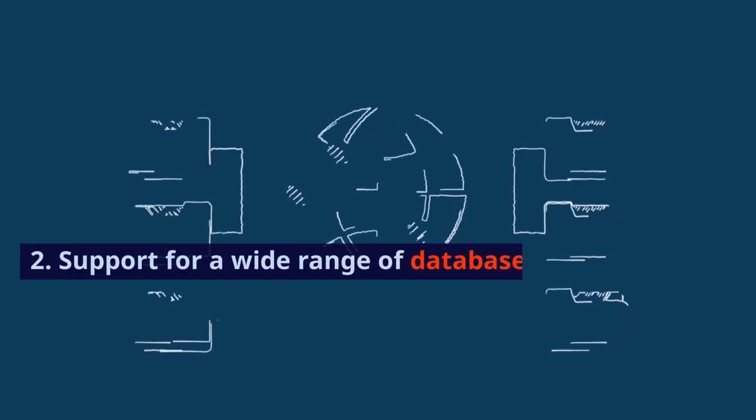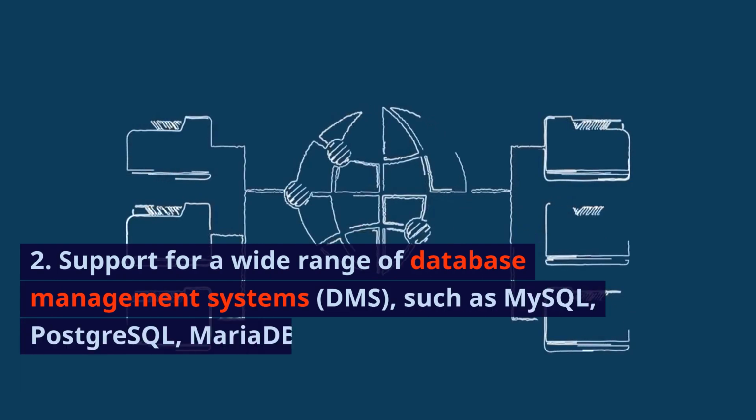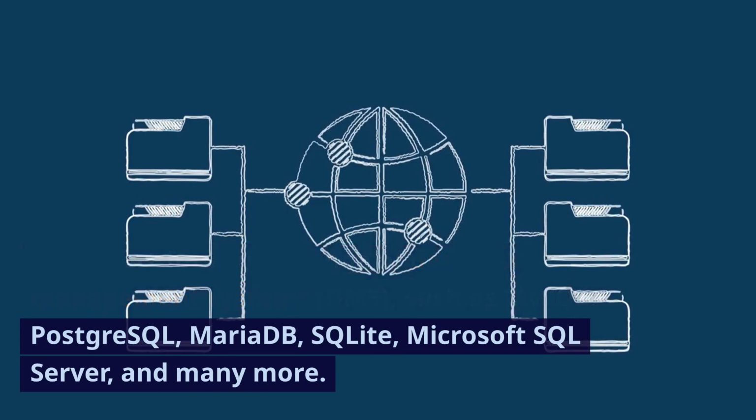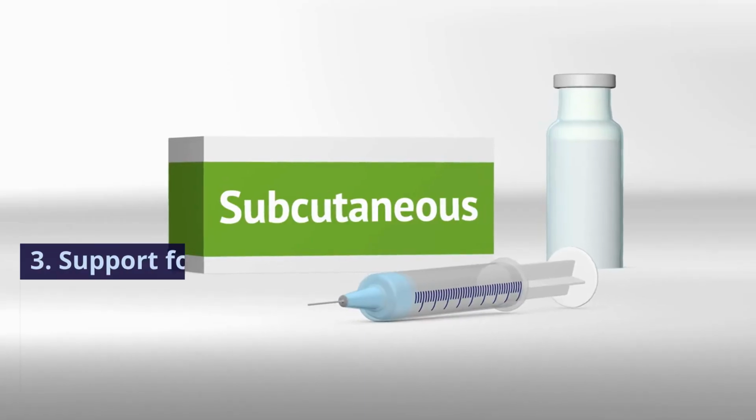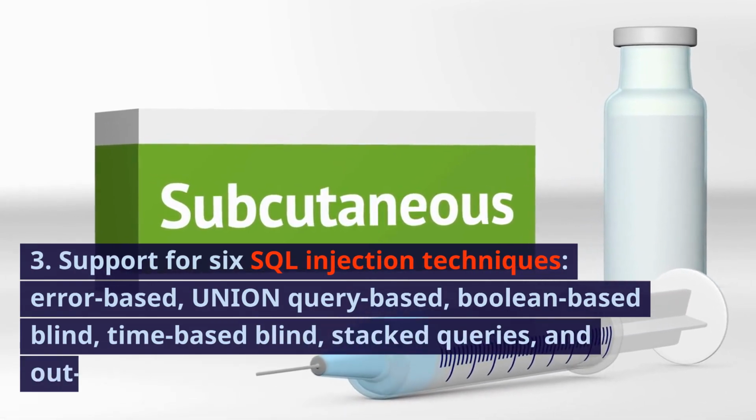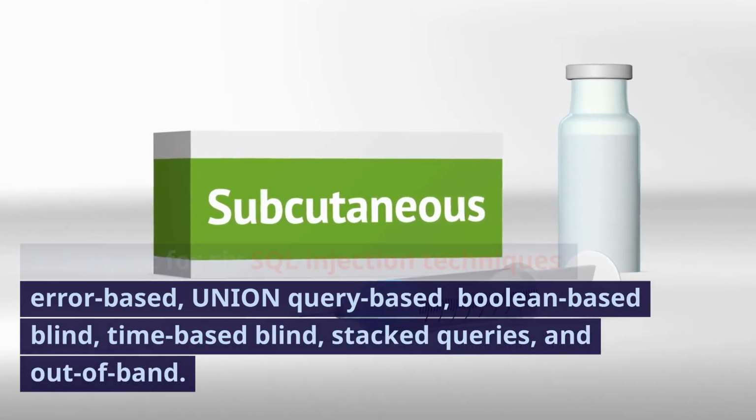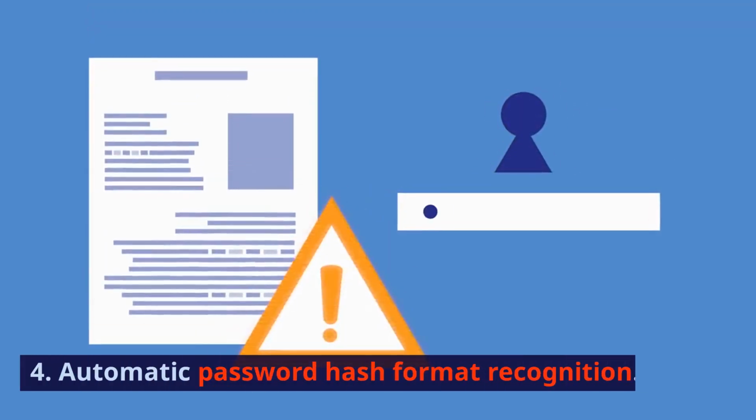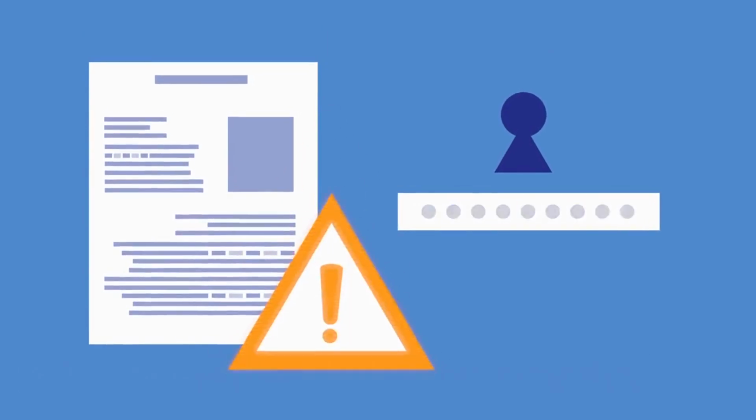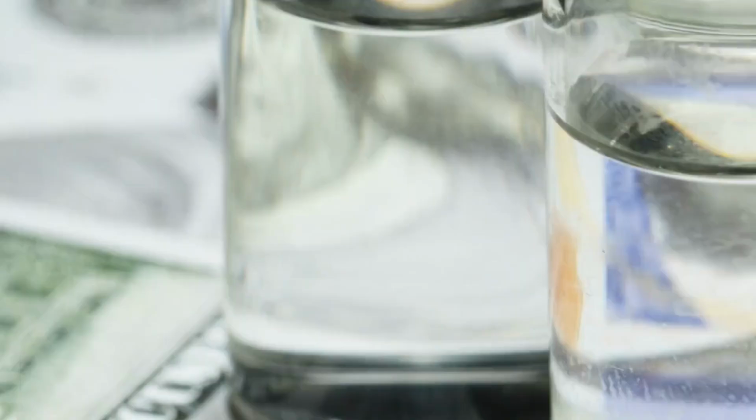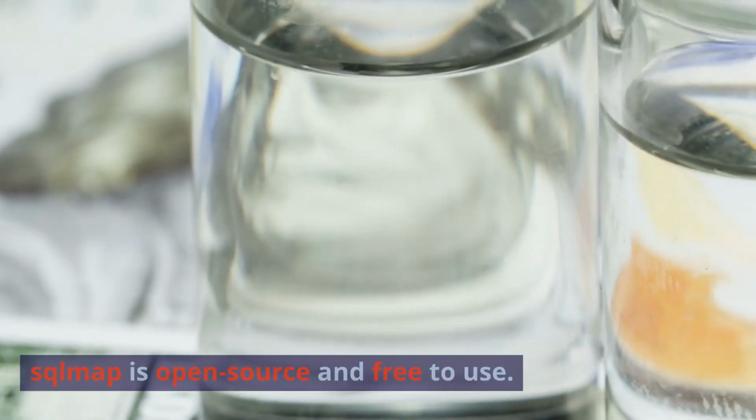2. Support for a wide range of database management systems, DBMS, such as MySQL, PostgreSQL, MariaDB, SQLite, Microsoft SQL Server, and many more. 3. Support for 6 SQL injection techniques: error-based, union query-based, Boolean-based blind, time-based blind, stacked queries, and out-of-band. 4. Automatic password hash format recognition. 5. Support for dumping database tables. Pricing: SQLMap is open source and free to use.